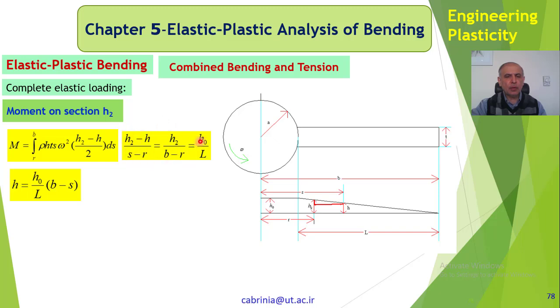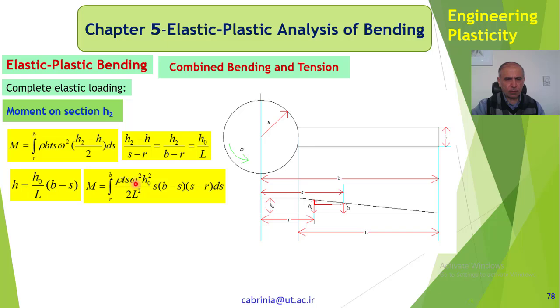Then we write h in terms of h0 divided by l times b minus s, and substitute here for this, and we get this relationship. So in here we have substituted for h2 and h from these relationships, and we obtain this. Okay, again here what is varying and what is constant?